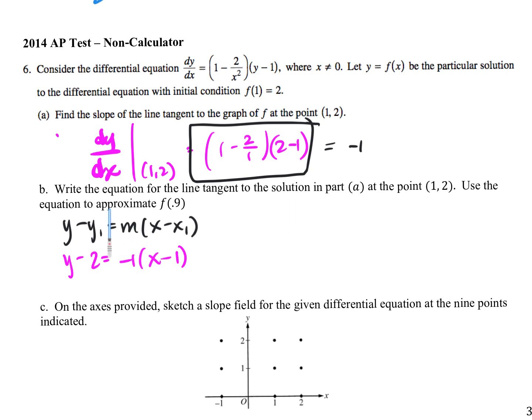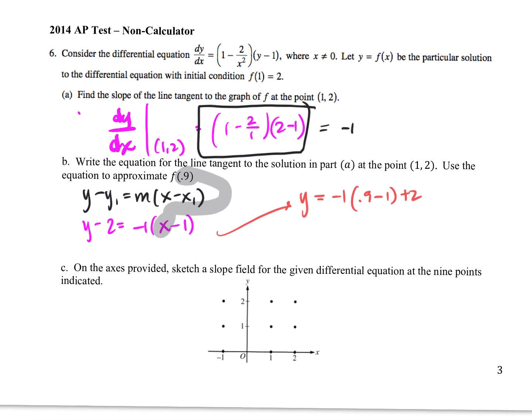They said use that equation of the tangent line to now approximate if x is 0.9. Does anyone remember what we do with that sucker? Plug it in. 0.9 goes right here, and get y by itself. So I'm going to say y is going to equal -1 times 0.9 minus 1, and then throw that 2 on the other side. My y has to get by itself. I guarantee that this will be a free response question for you guys. They love to ask this stuff.